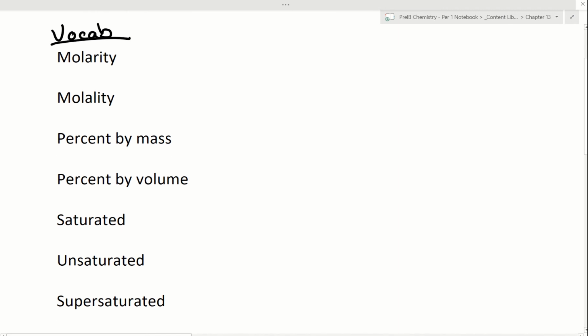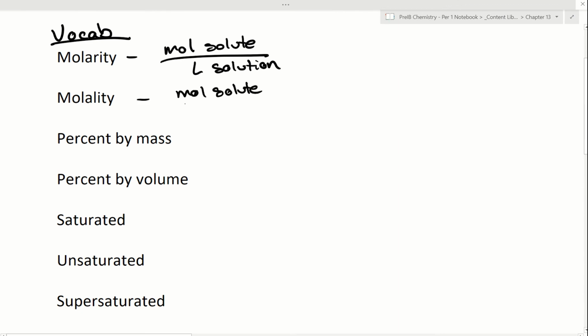So here's your vocabulary. Molarity is moles of solute over liters of solution. All right. Molality is moles of solute over kilograms of solvent.